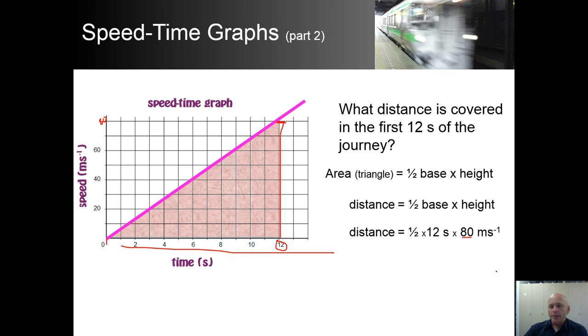So to do the calculations, it's easy. 1/2 times 12 times 80. If you put this in your calculator, instead of a half, you can put 0.5. And you multiply that out and you get 480 meters.